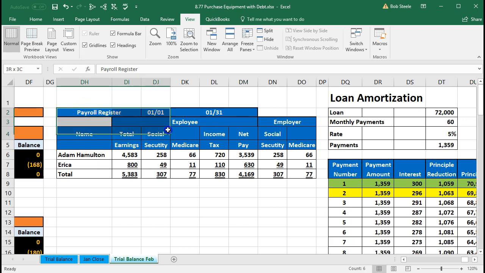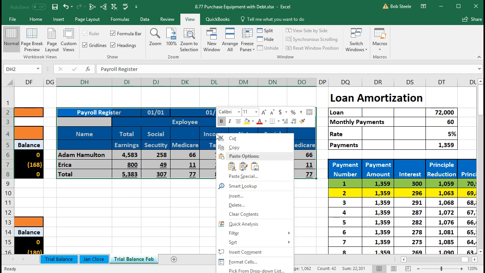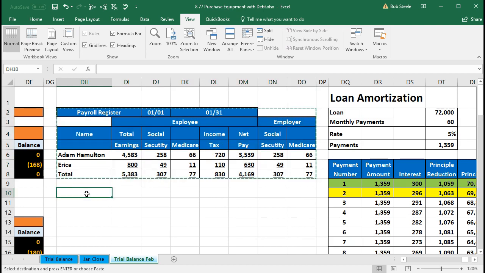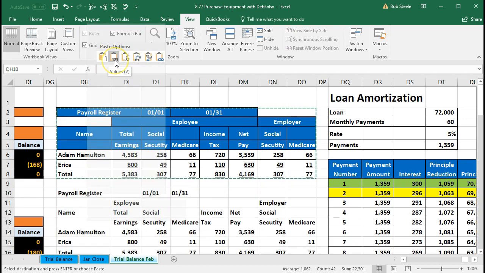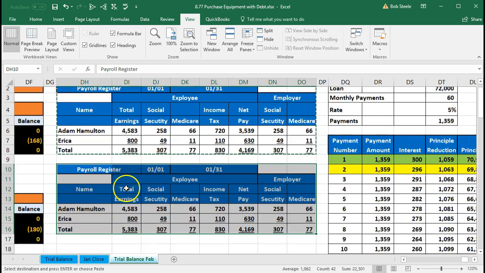I'm just going to highlight from DH2 all the way through to DO8. DH2 to DO8. Then we'll let go, right click on that selected area, and copy that. And we will put that underneath in DH10. So we're in DH10. We're just going to right click and paste regular, not 1, 2, 3, because then we won't have the nice blue on top. We're just going to paste the regular first item, and everything will then be there.